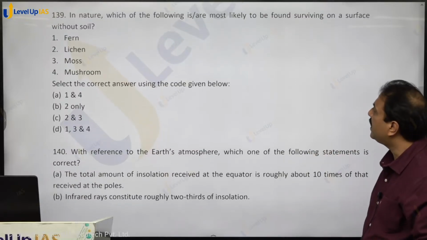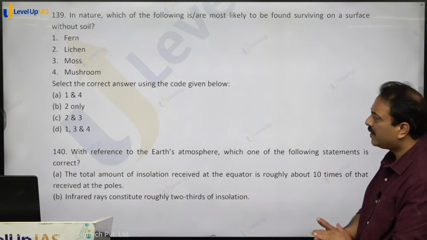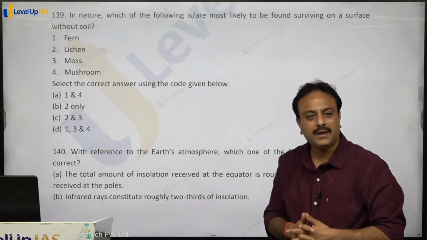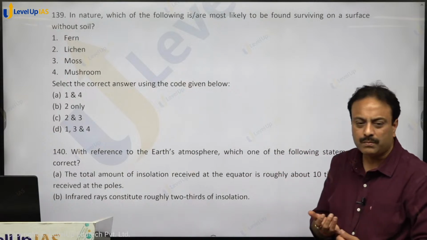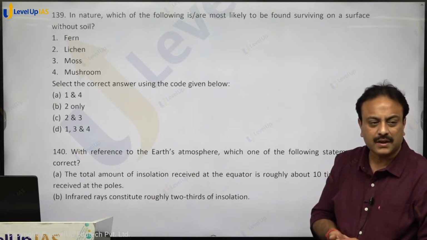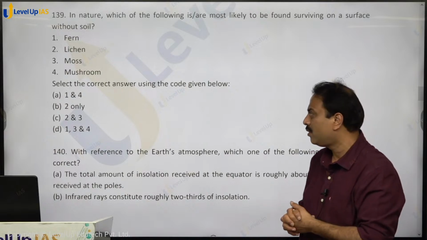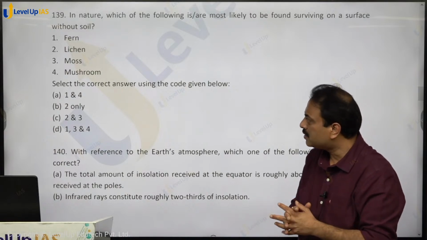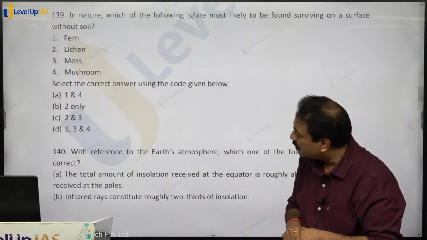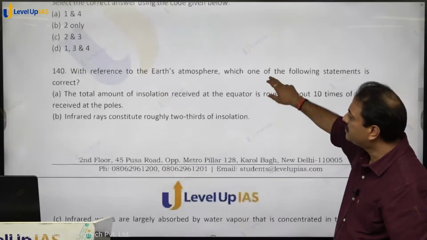In nature, which of the following are most likely to be found surviving on a surface without soil? Fern, lichen, moss, mushroom. Fern, soil will be required. Mushroom, soil is required. Lichen and moss, they are bioindicators. They grow even on rocks. So even if soil is not there, it is possible to grow. They grow on their own. So mosses and lichens are part of tundra vegetation. So 2 and 3, option C, C for cat, shall be the right answer.